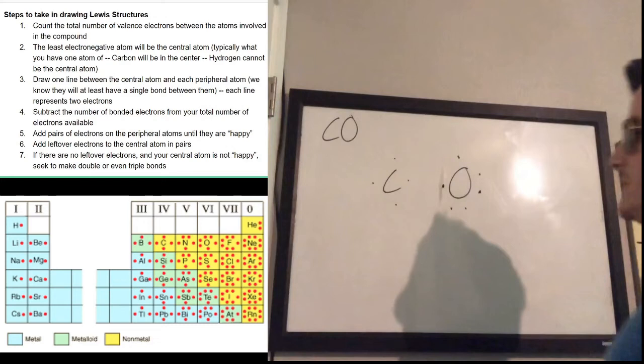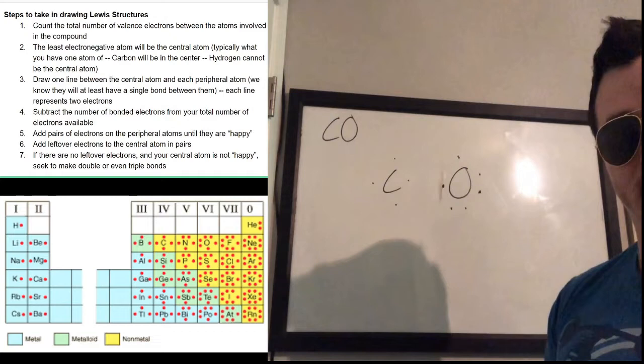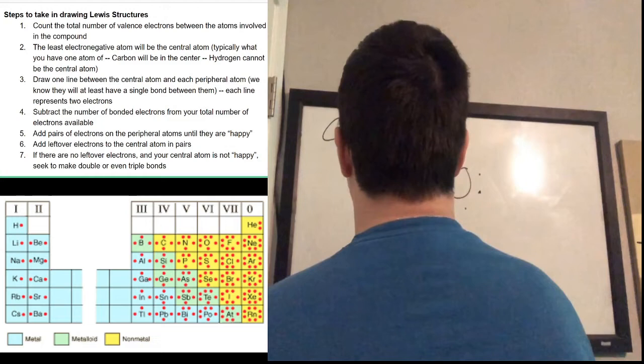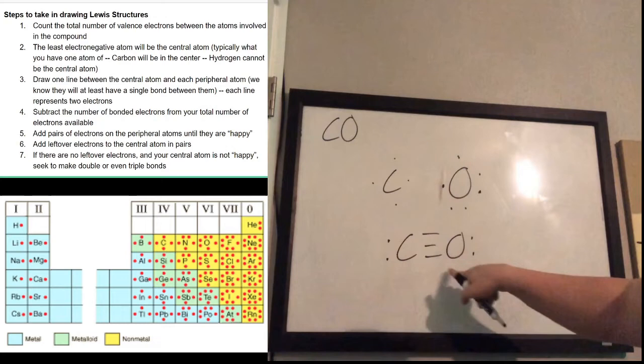Like so, all right? And actually, I know this kind of goes against the logic here, but we want to see the final product of carbon monoxide. If we were to follow the original steps for drawing this molecule, this is what it would end up looking like. A triple bond between carbon and oxygen, and each atom has a lone pair on it.